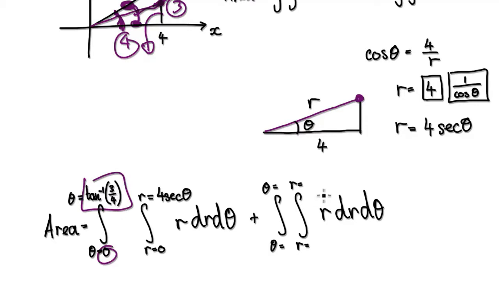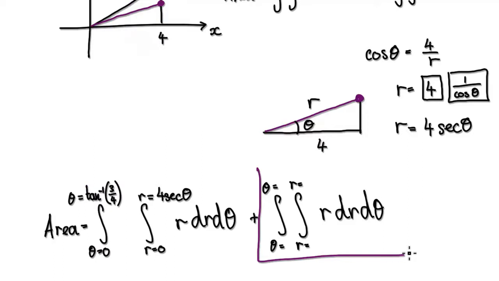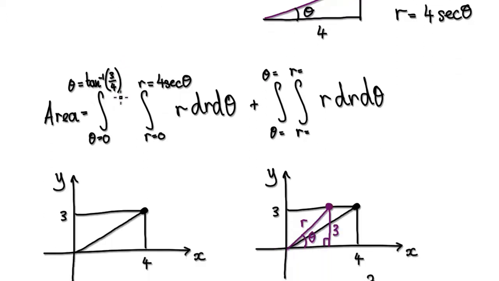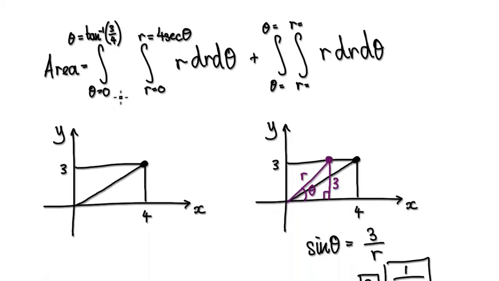Now we need to consider the second double integral, which is this region here. We need to go from a radius of 0 to this radius here, which is the horizontal line. So from here to the horizontal line. Looking at this triangle here, that would then be this thing here.